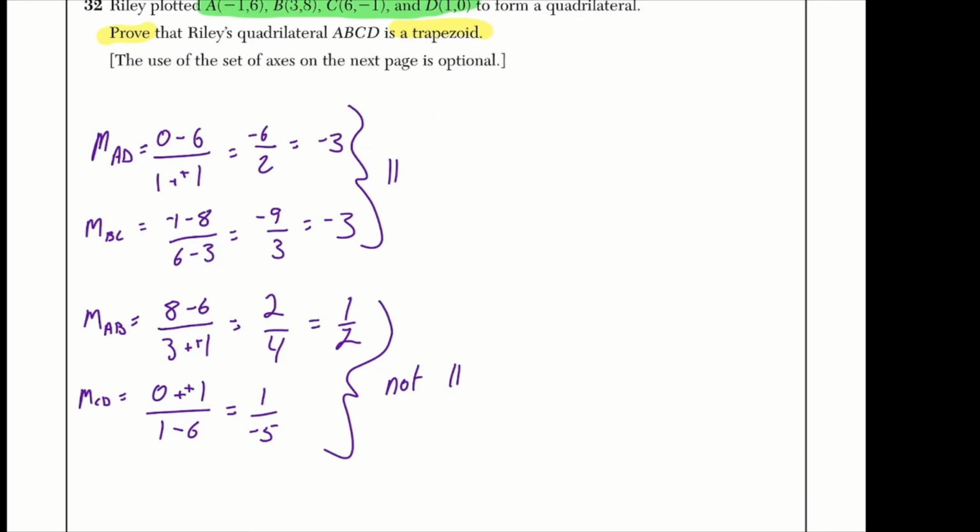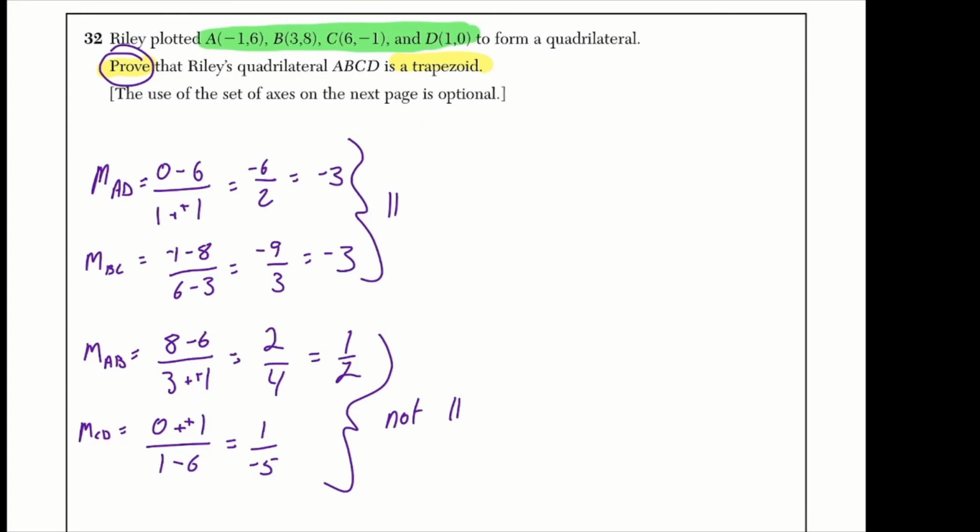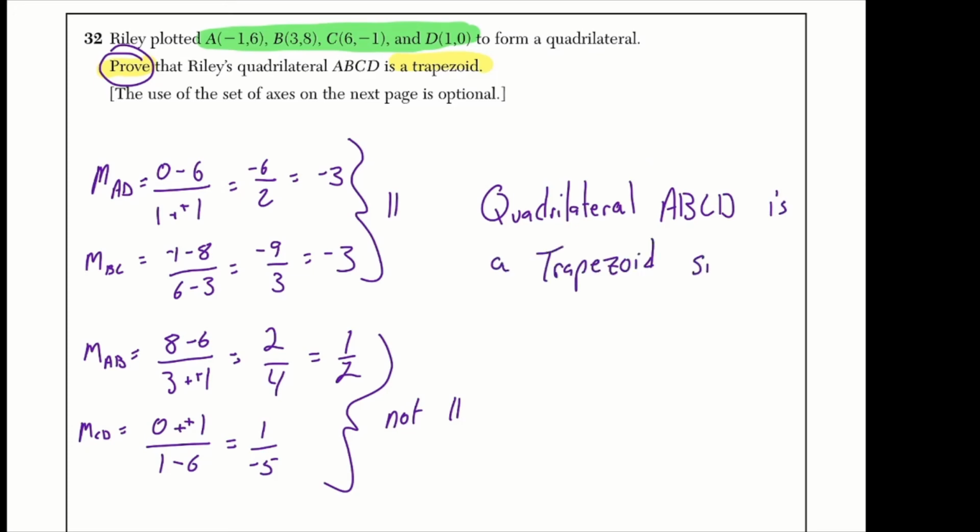But I'm not done there, not for the first part, because it is a coordinate geometry proof. It does tell me to prove it. We have pretty much 90% of the work already done. You have the math to justify it, but we do need that explanation. So in this case, this is an explanation we've never written before because we've never proven a trapezoid. So I'm going to say that quadrilateral ABCD is a trapezoid since only one pair of sides are parallel.